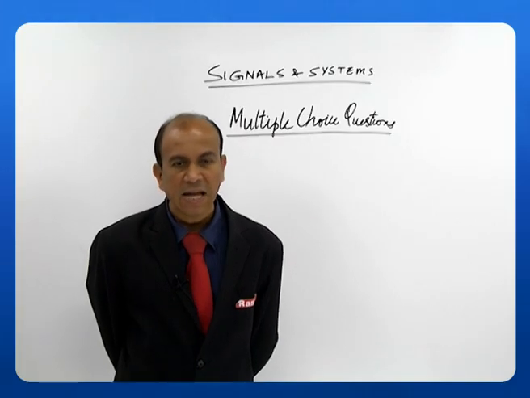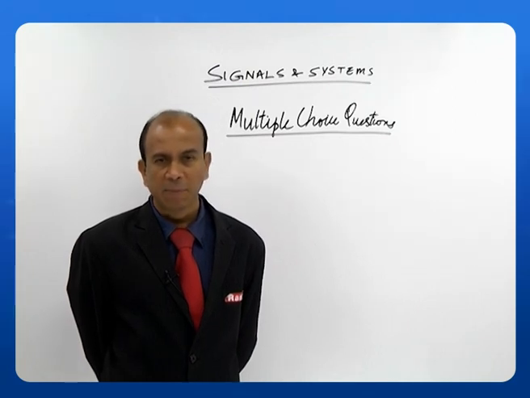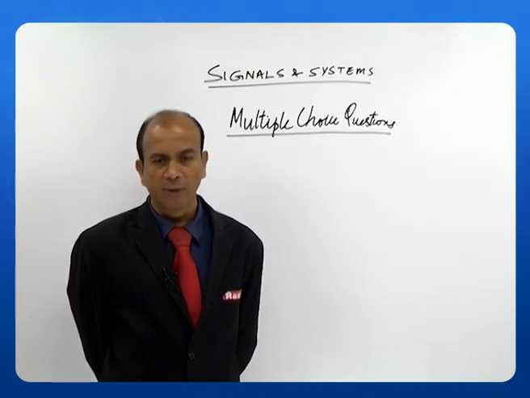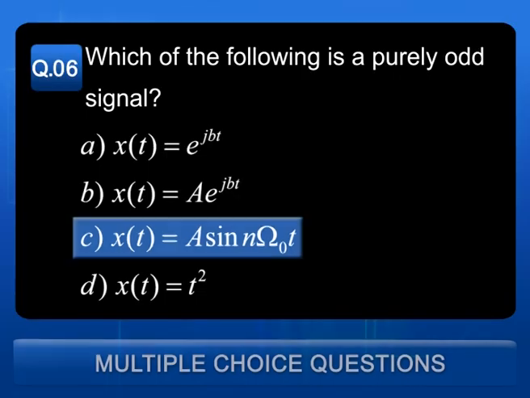The answer is C, where x of t is equal to a sine omega naught t is a purely odd signal. So the answer is C.